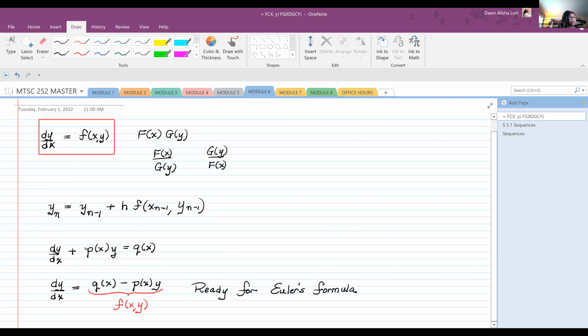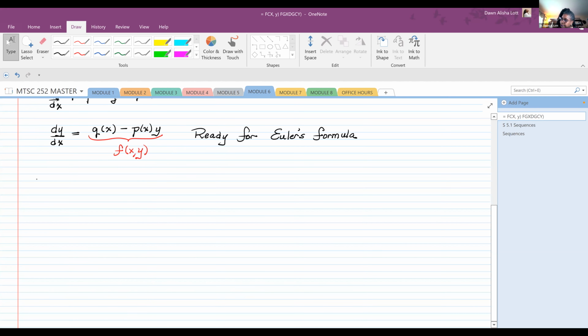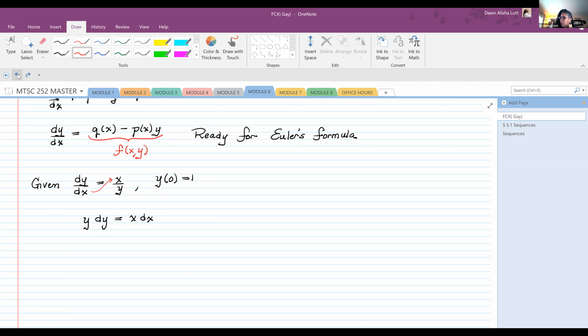And then the last question, we were given dy/dx is equal to x over y, with y at 0 equals 1. So this is separable. I get y times dy is equal to x times dx. So we move the dx up to here, and then we move the y up to there.